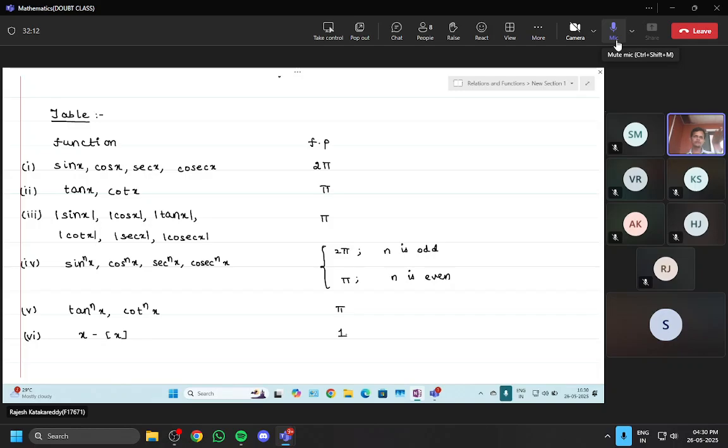Can I scroll up? Now we are seeing the properties of these periodic functions. Yes, please, some doubt.